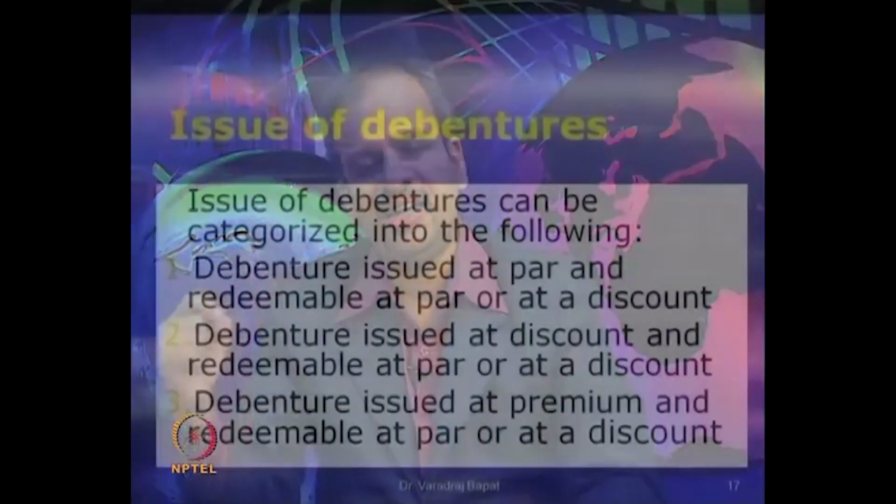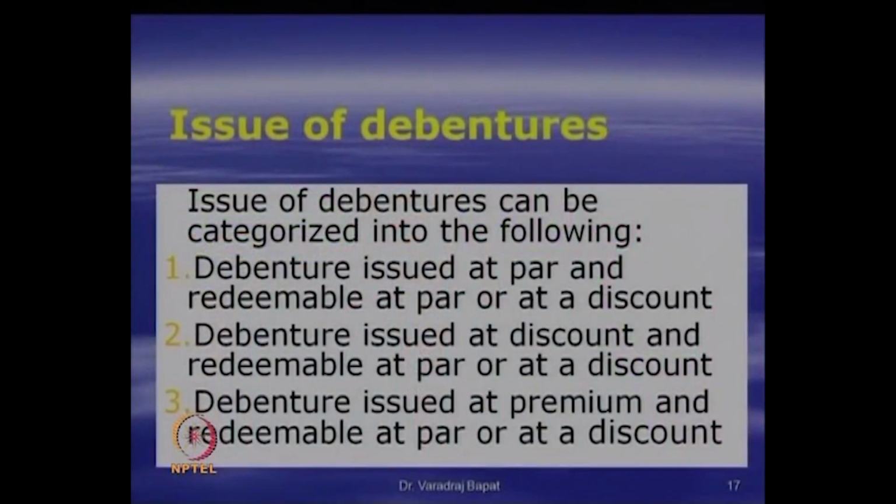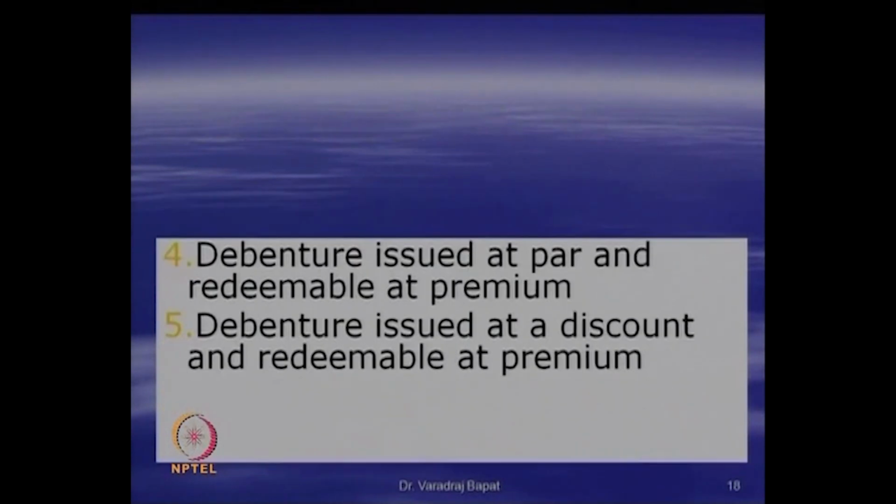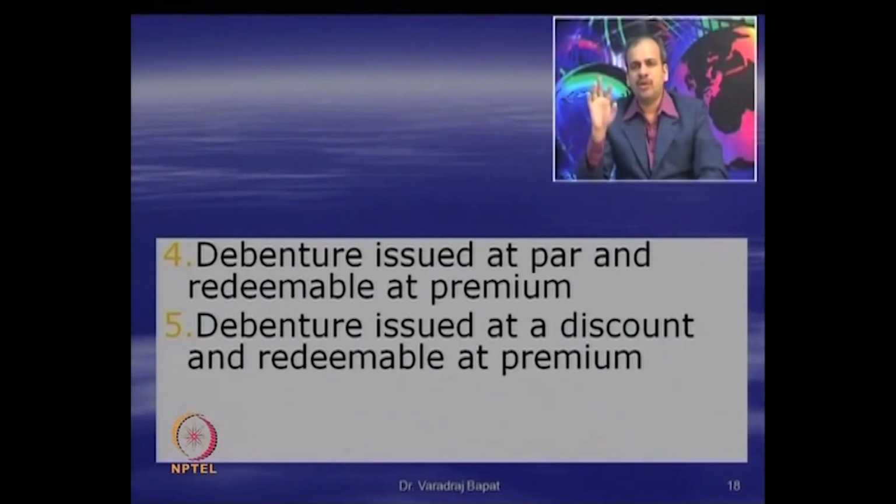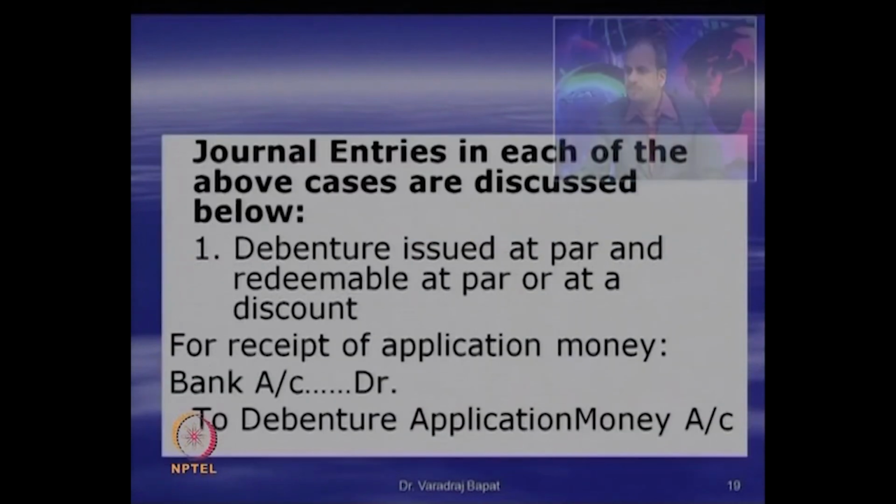Now, let us see the entries as they happen. So, first type is debentures are issued at par, but redeemed at premium or discount. Second type, debentures are issued at discount and redeemable at par or discount. Third is, they are issued at premium, but they are redeemable at par or at discount. Fourth and fifth types also you can see. Now, we will go to the entries, how they are passed for the respective types.